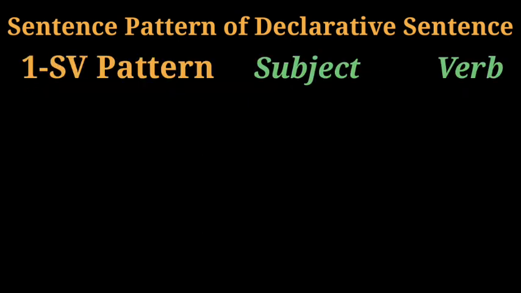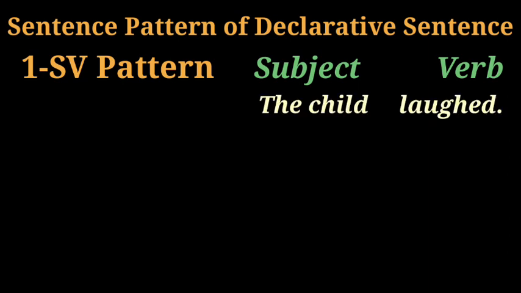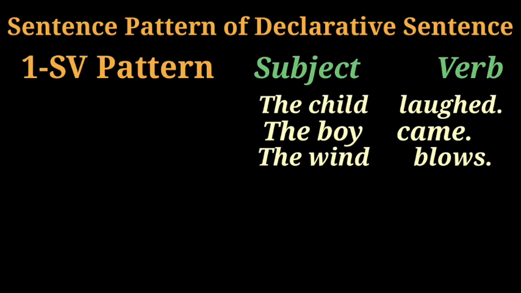Here S stands for subject and V stands for verb, that is, intransitive verb. And look at the examples. The child laughed, the boy came, and the wind blows. Here the child, the boy, and the wind are the subject, and laughed, came, and blows are the verb. These are intransitive verbs. Okay. Here the question arises, what is an intransitive verb?